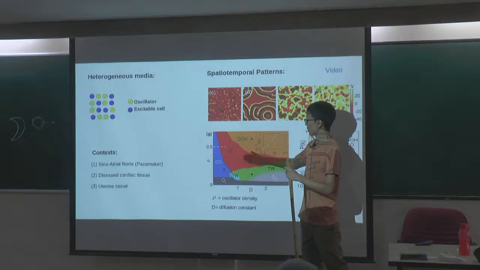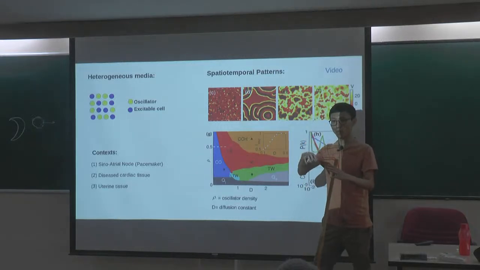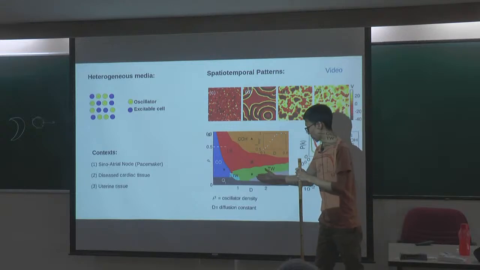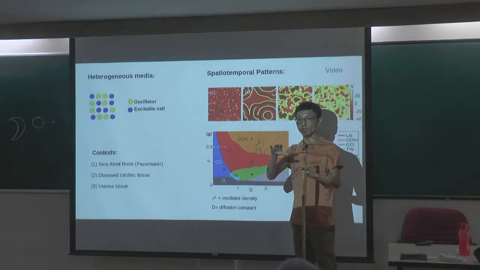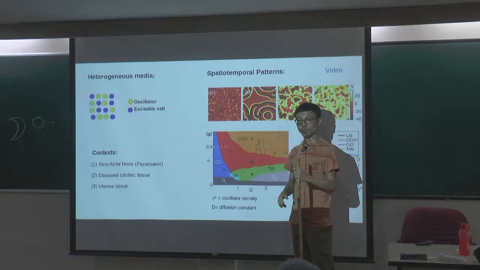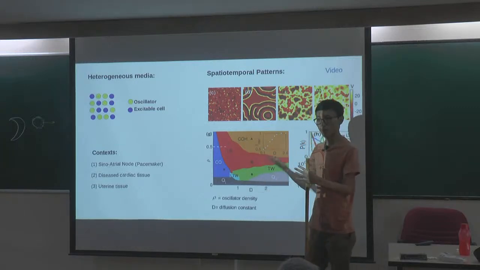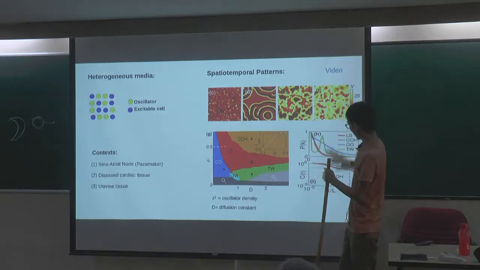You further increase the oscillator density. Now the cluster expands because you have more oscillators, and the coupling is also stronger because you've jacked up the diffusion constant. So you see more synchronized oscillation, and we call that locally synchronized. You further increase oscillator density, then all of the medium oscillates in phase, and you go to the coherent state. Now these are the order parameters.